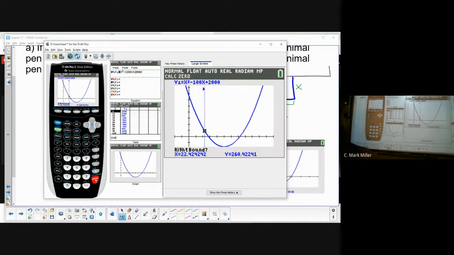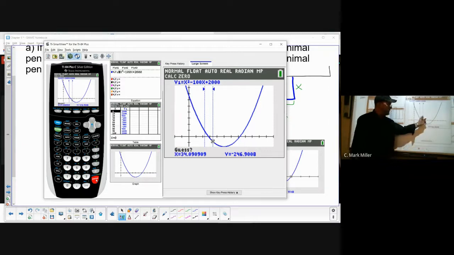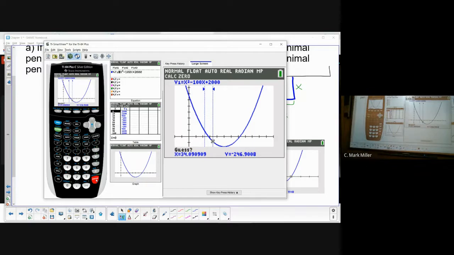And then it's asking me for a right bound. So I just go anywhere to the right of my zero, anywhere. Right there is fine. Enter. So it's going to look for a zero in that interval. And even if your calculator doesn't have these vertical lines, it has these two marks up top. So look for those. And that works fine.